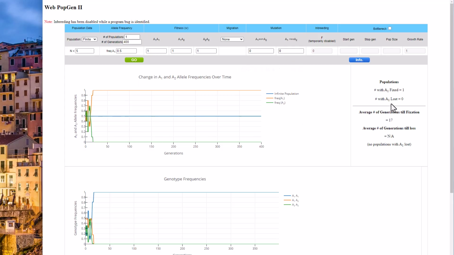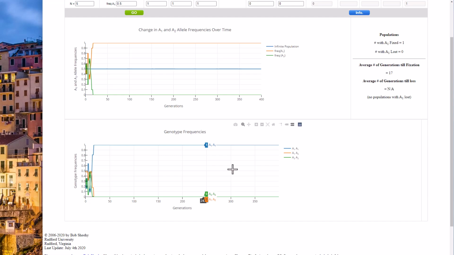I don't know why this says A1 over here. That should say A2. A2 was lost. It happened in about 17 generations. There were no populations where A1 was lost because we only had one population. Down here is looking at your genotype frequency. We have homozygous A1, your heterozygotes, and your homozygous A2s. Since A1 became fixed, we can see over time the A1 genotype becomes fixed because it's the only allele in the population.